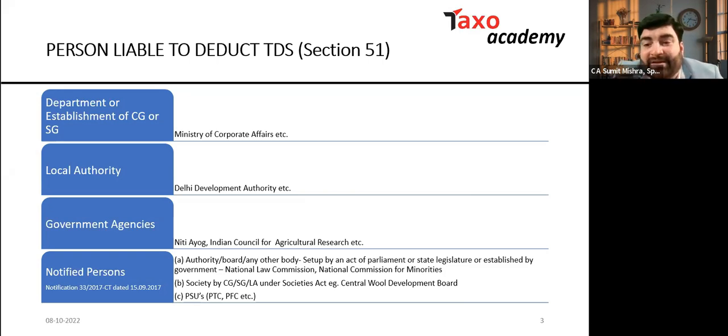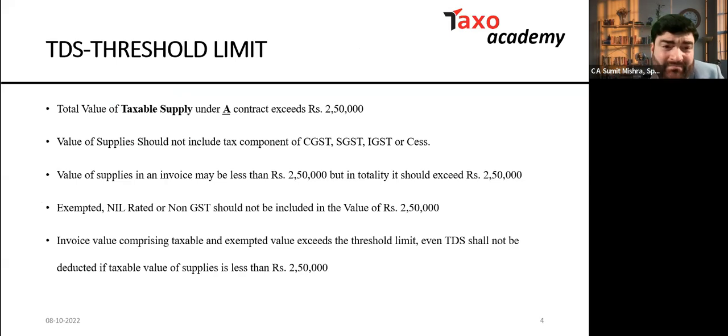Then PSUs. There are a number of PSUs, like PTC, PFC, where there is a stake of the central government, like a 51% stake in all the PSUs. So there are certain persons notified by the government who are supposed to take the TDS registration and accordingly have to comply with all the provisions mentioned under Section 51 and allied provisions.